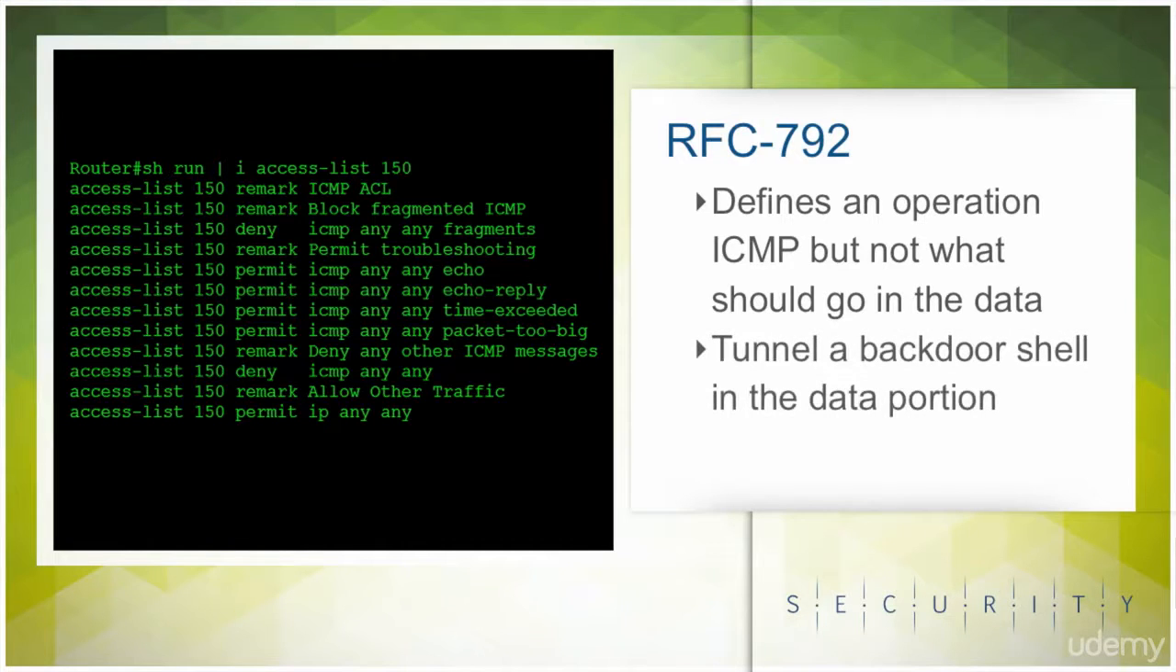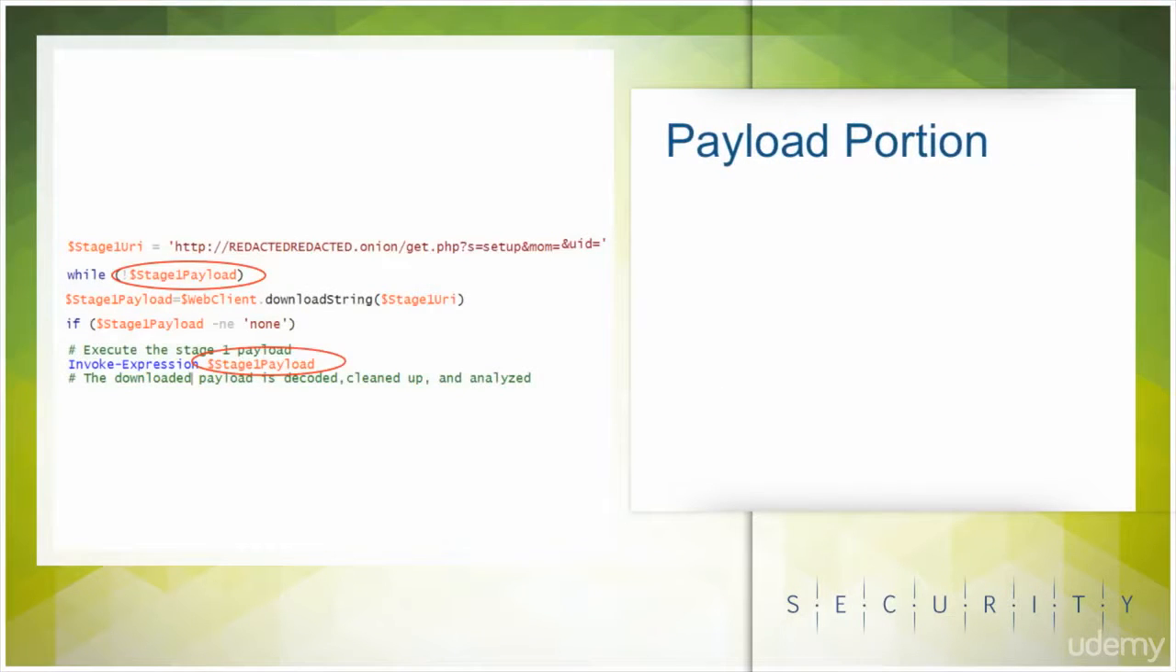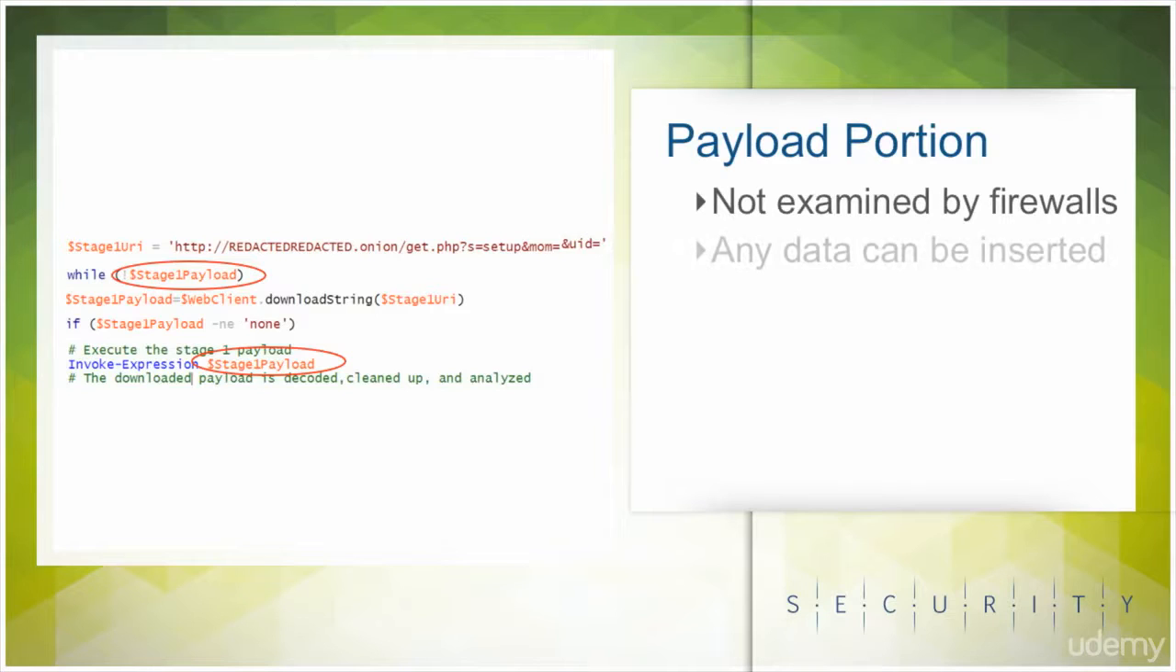RFC 792 defines an ICMP operation but does not define what should go in the data portion. So you can tunnel a backdoor shell in the data portion of the echo packet. The payload portion, which is arbitrary, is not examined by most firewalls, and any data, including a backdoor application, can be inserted in the payload.